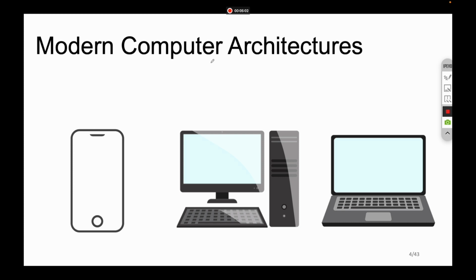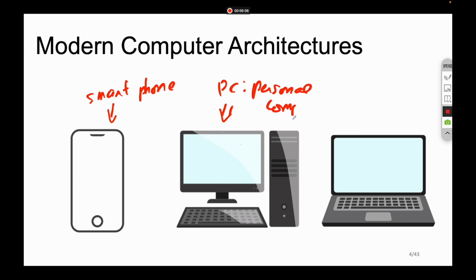Next, let's talk about modern computer architecture. Today we have three different kinds of computer that you usually see around you. The first one is the smartphone. This one we call a PC, personal computer. And this one is the laptop. I strongly believe you know it.